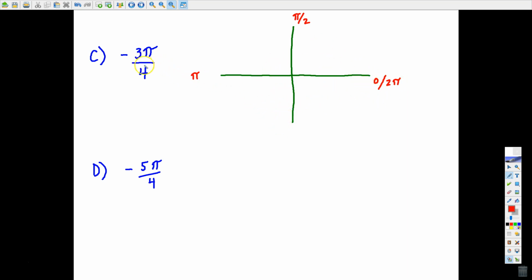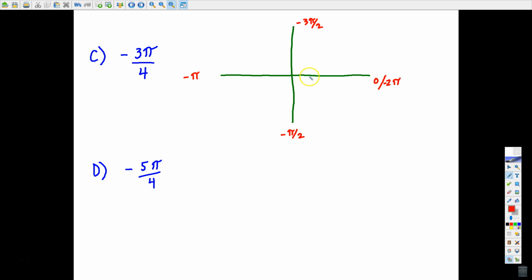Okay, so we want to know what is negative 3/4 pi. So if we're going in a negative direction, remember we start here at the initial side and we go this direction. So this is negative pi over 2. So that would make this negative pi. And this would be negative 3 pi over 2 and negative 2 pi. So we're going in a clockwise direction for the negative.